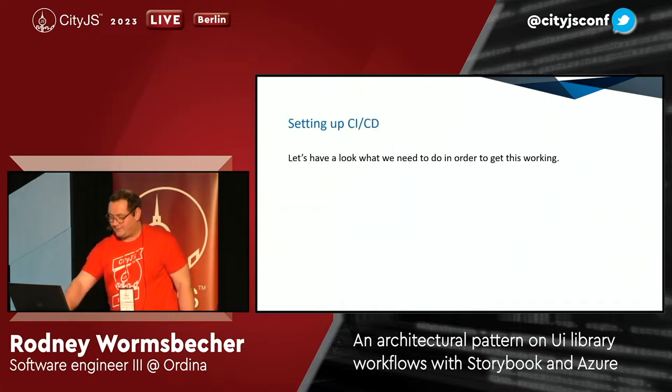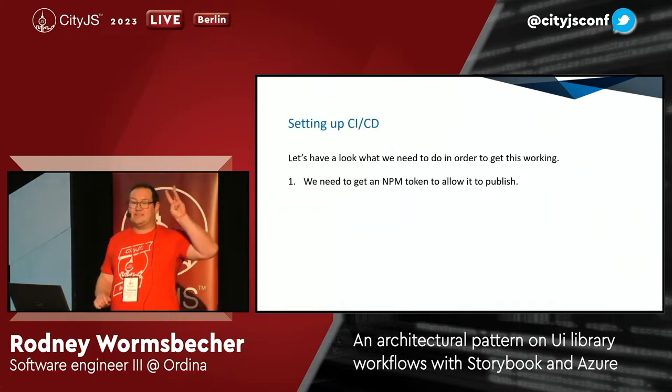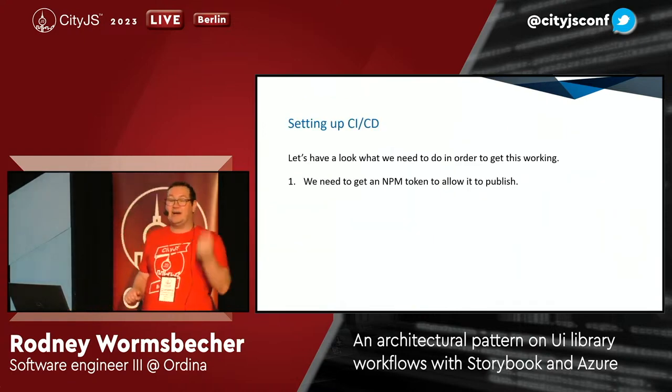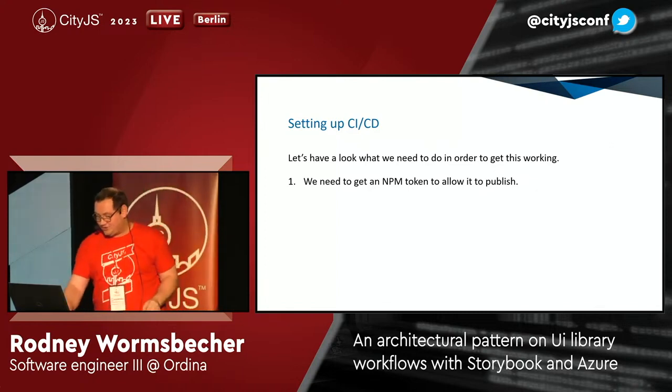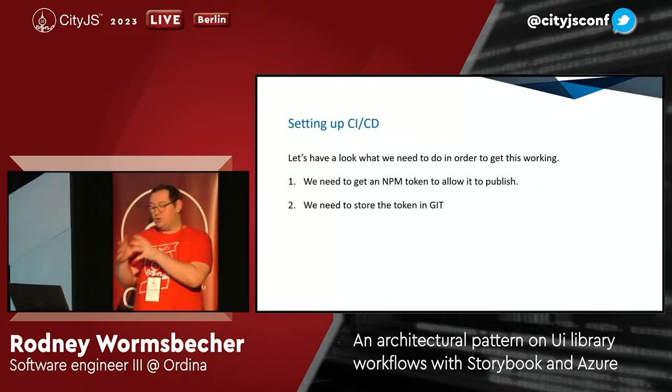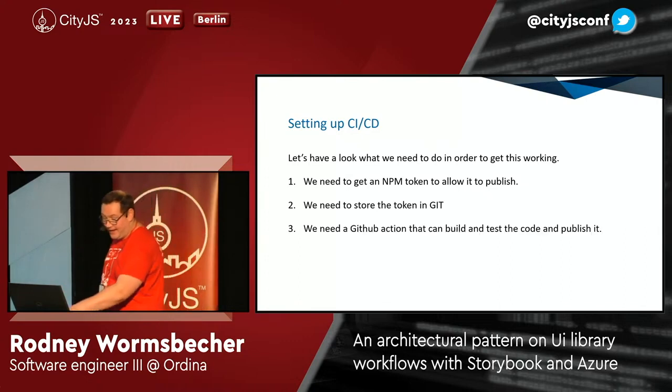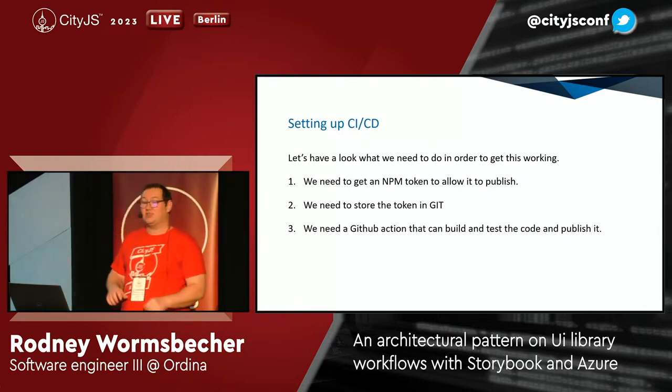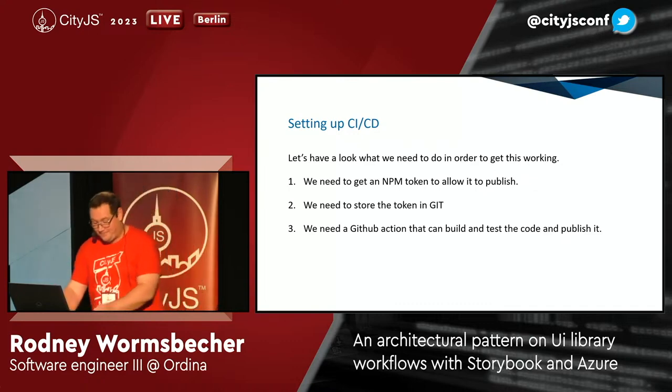If we want to do that, we need to do three things. We first need to get a token to identify that this is our package. Next, we need to store the token within Git. And we will need a GitHub Action that can publish our package onto npm.